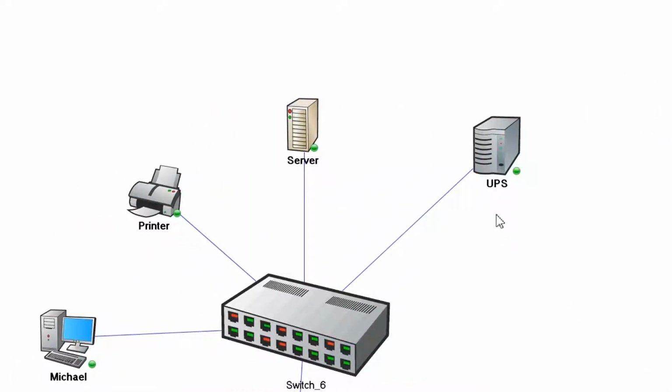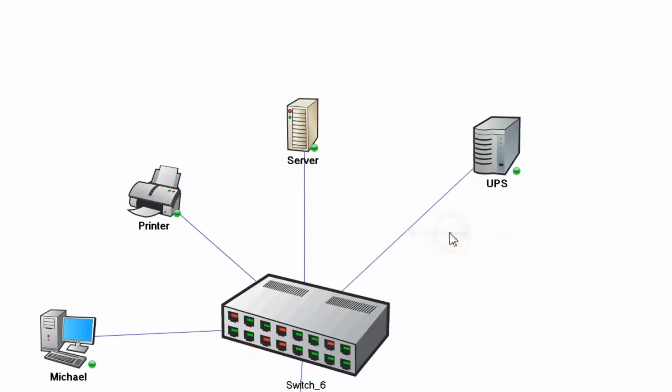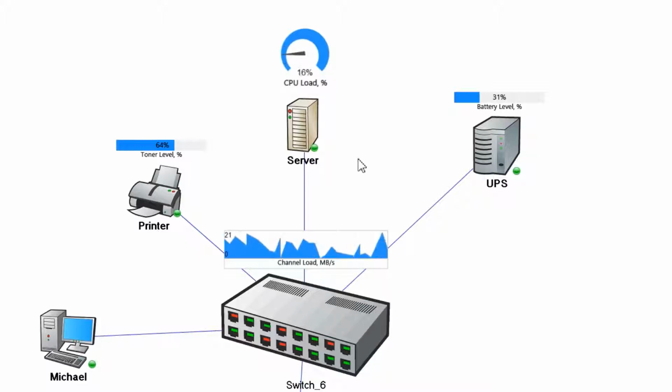To add an indicator, right-click on an empty space on the map and select Add Indicator. Indicators can display any parameters of any device based on the monitoring checks being executed. For example, this can be the toner level in a printer, the battery charge in a UPS, or the channel load in a managed switch.